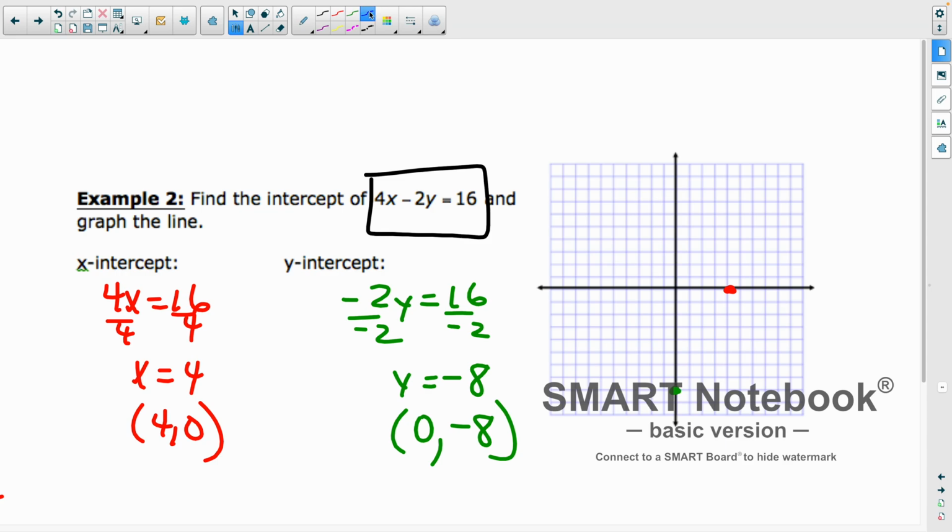Now, how many of you were ever told to graph that way? Probably not something that you really thought about in Algebra 1, right? But that's a pretty quick, pretty easy way to graph, or to at least check your graph and to see if you're in the right direction. Okay? Everybody good? No. All right.